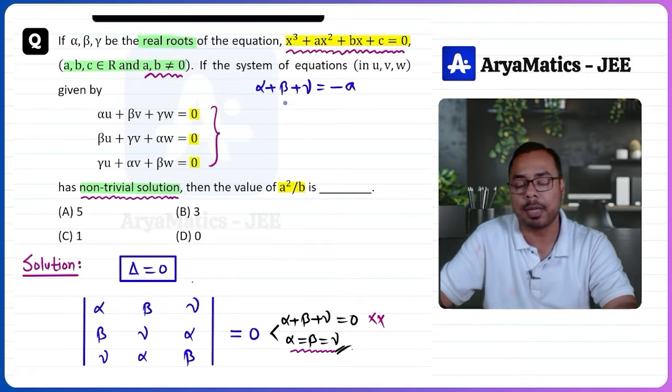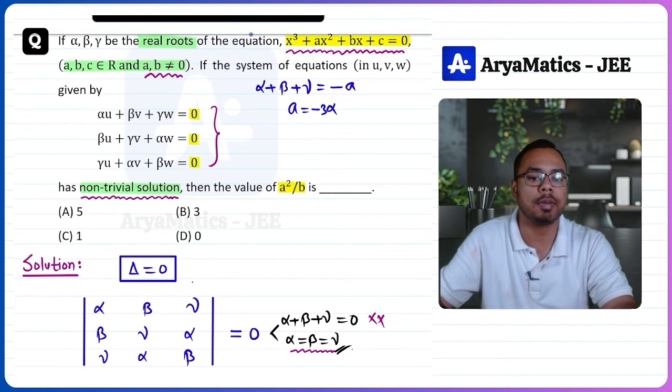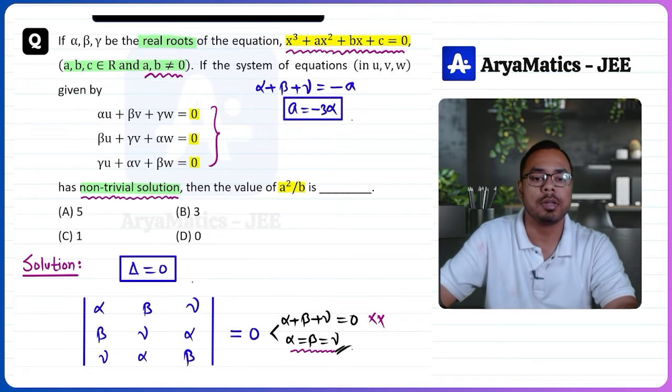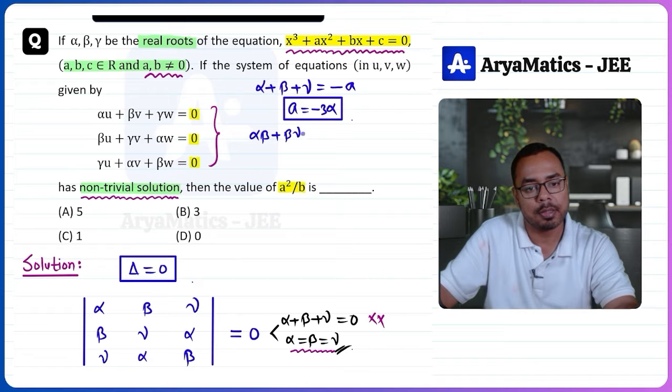So from here, if beta and gamma are the same as alpha, you can say that a must be minus 3 alpha. So this is the value of a in terms of alpha. A has to be minus 3 alpha. And now here, if I use alpha into beta, the sum of product of roots taken two at a time, so alpha beta plus beta gamma plus gamma alpha.